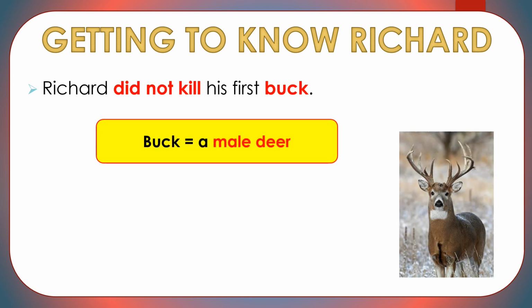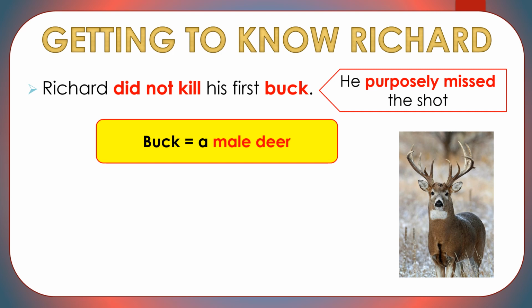Male deer looks like this. It's so majestic, it's so beautiful. Remember, among animals, normally the beautiful ones are the males. So male deers have horns, ada tanduk. Rusa betina tak ada tanduk. So Richard did not kill his first buck. Why? He purposely missed the shot. Dia saja-saja tembak tak kena.